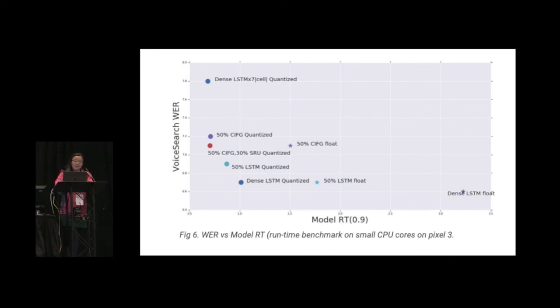So we started from the dense LSTM flow from the extreme right. And as we swap in the CIFG, you can see the accuracy degraded and the model gets smaller. We quantized them even more and added SRU to actually boost the accuracy. And so eventually we arrive at one of the best models, and it's now on Google Home.